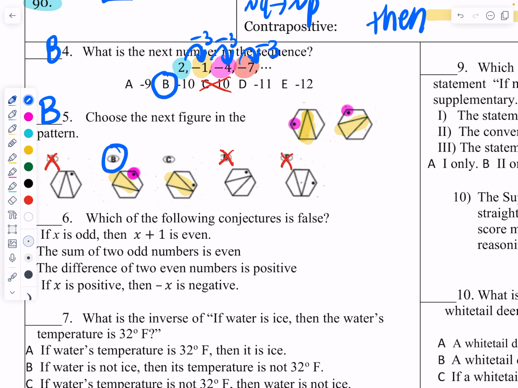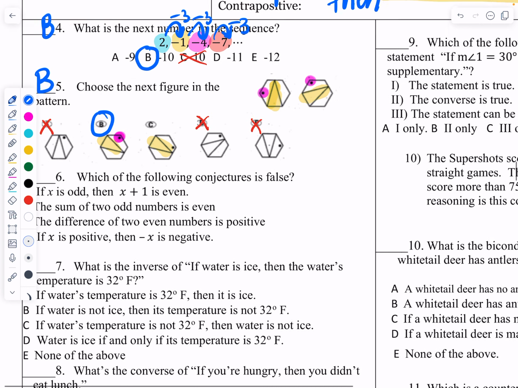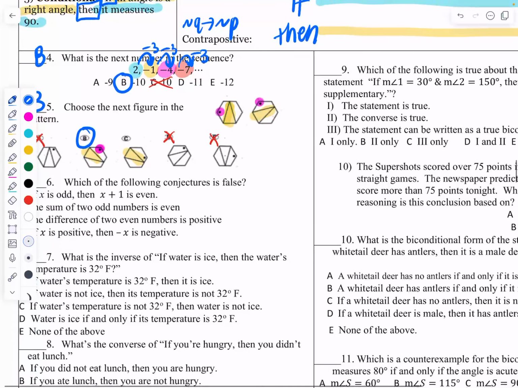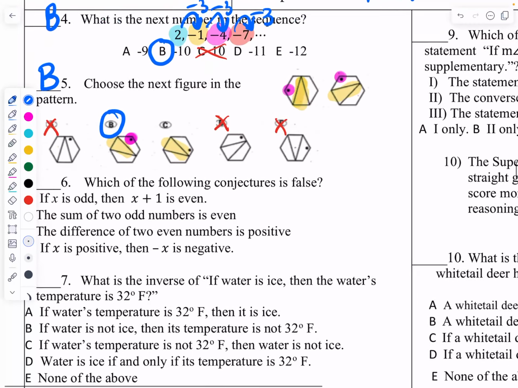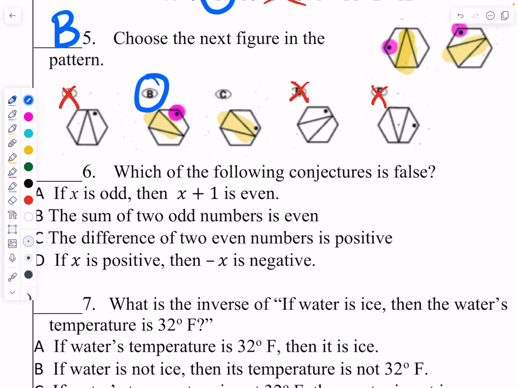All right, which of the following conjectures is false? So we're looking for, obviously what that means, just test taking strategies. If we're looking for the one that's false, that means that all of the other ones are going to be true, okay? And so let's just go through and see which ones are true, and there should only be one that is false. We're going to read them all.